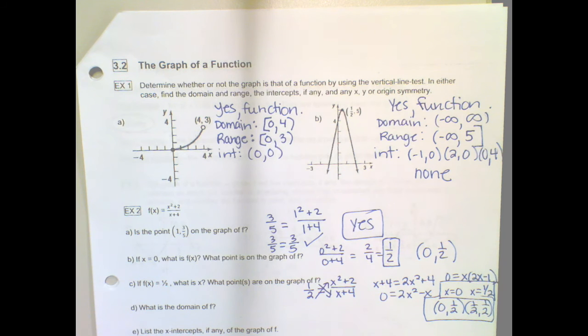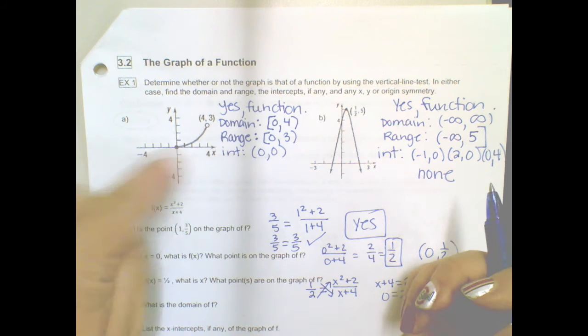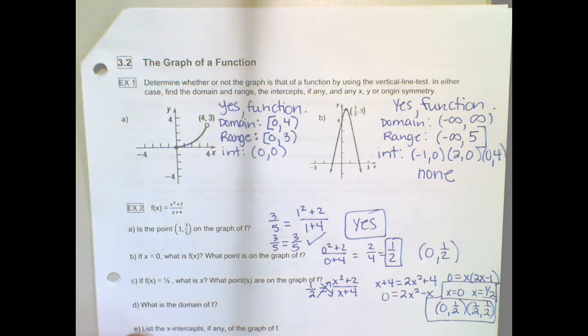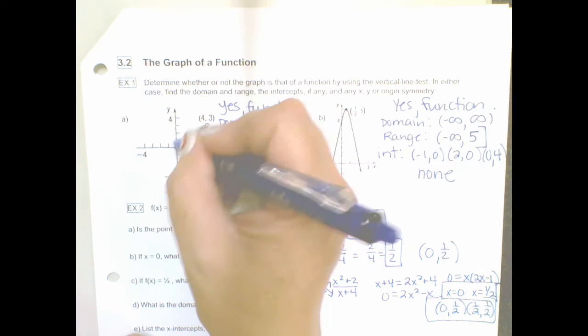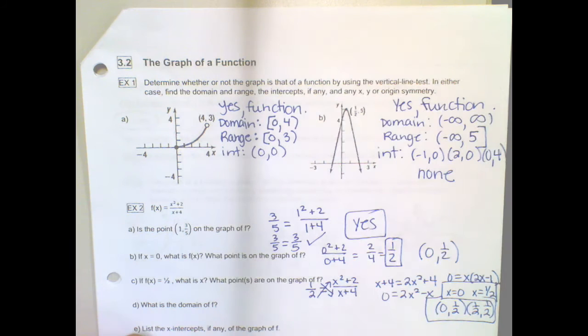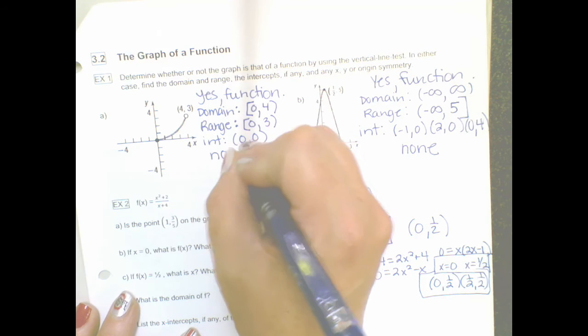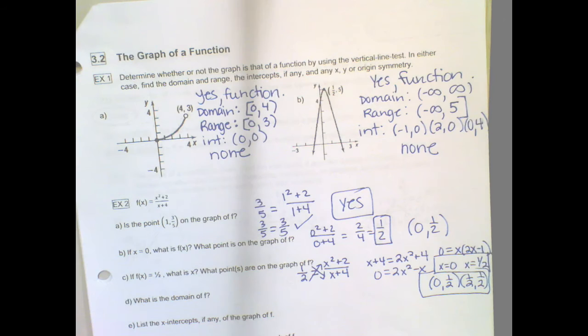X-axis, y-axis, or origin symmetry, this has none of those. If I fold on the x-axis, I would need something down here for it to have symmetry, and I don't. Y-axis, I would need something over here. It's not there. If I turn this upside down, it does not look like the same picture. So we now know that it doesn't have any of those types. So none of x-axis, y-axis, nor origin symmetry.